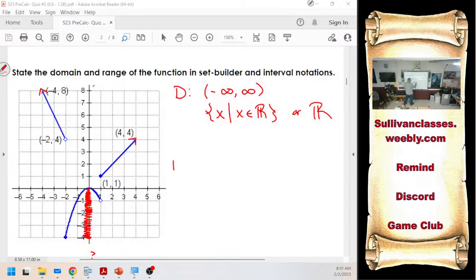Okay, so my range goes from -4 to 0, union. We jump up to 1, and we follow that guy until, open circle. That guy goes to infinity and beyond. So I'm going to say also 1 to infinity.